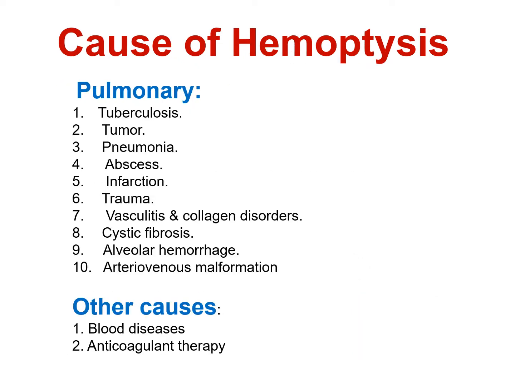aortic aneurysm; pulmonary causes like tuberculosis, tumors, pneumonia, abscess, infarction, trauma, vasculitis and collagen disease, cystic fibrosis, alveolar hemorrhage, AV malformation. Other causes include blood diseases and anticoagulant therapy. From all these causes, acute bronchitis is the most common and usually presents as blood-tinged sputum. When you deal with a case of haemoptysis, all these causes must be in your mind.